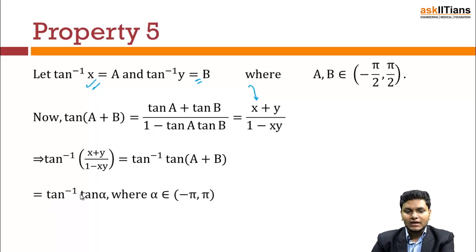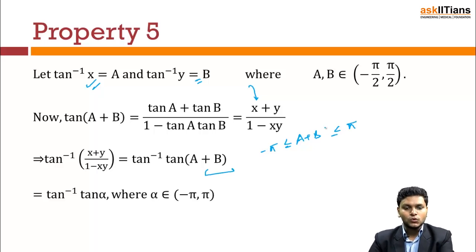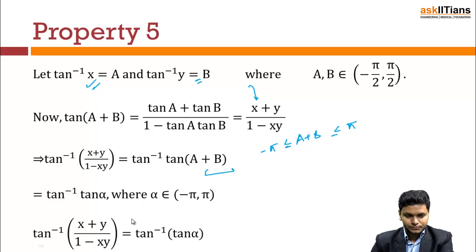So tan inverse of tan alpha, where alpha is from minus pi to pi. See, this is what I have done. This range is going to be from minus pi to pi, because I am adding two angles which are ranging from minus pi by 2 to pi by 2. So tan inverse of tan alpha, where alpha is from minus pi to pi.